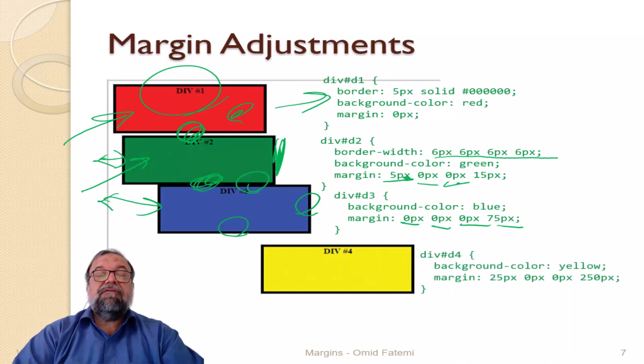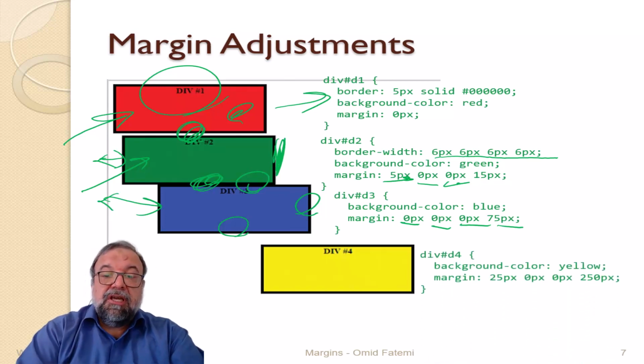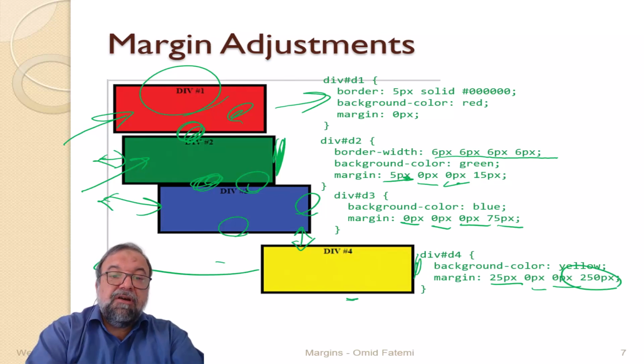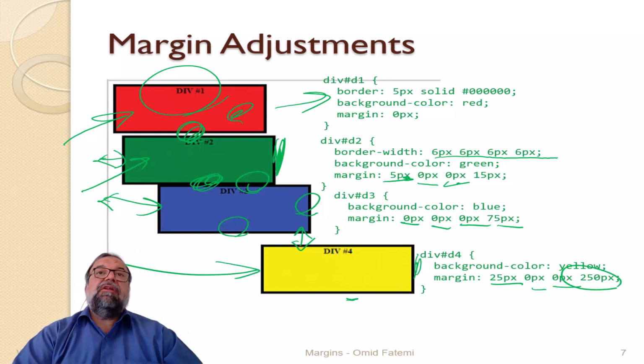For div number 4, as you could see, the margins are 25. So the top margin is 25. Then there is 0 for right, 0 for bottom, and 250 pixels for the left margin.